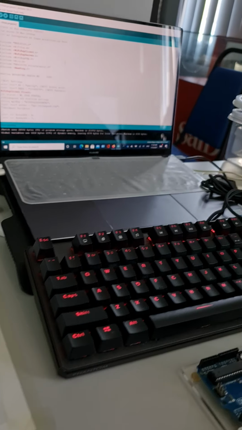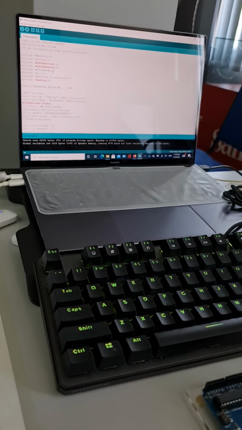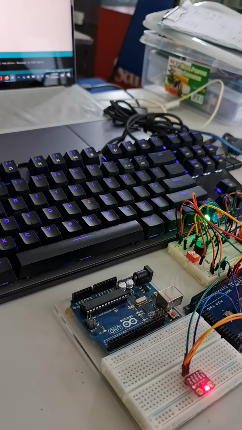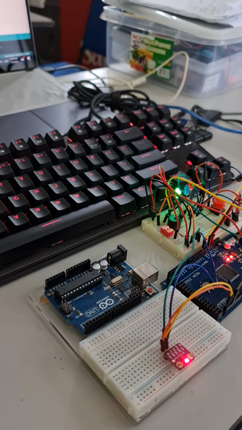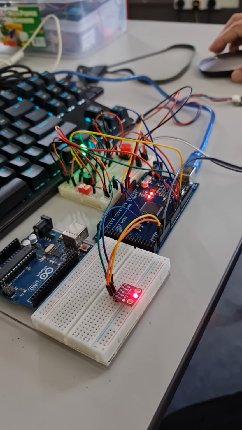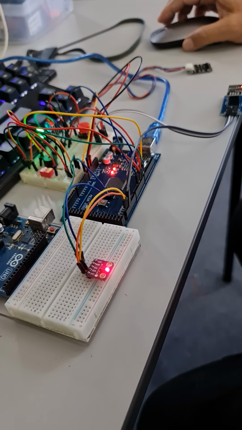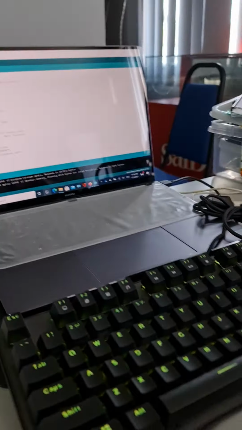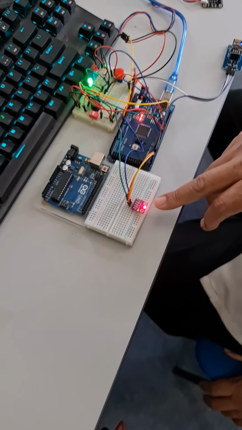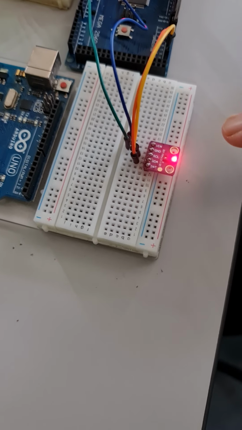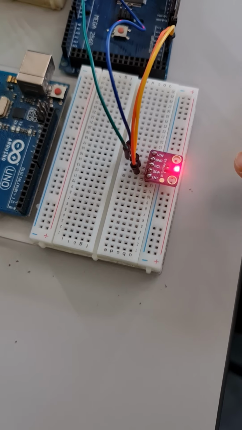This is the program for our project to monitor the heartbeat, the person's temperature, and also the oxygen level. This is the program, and let me explain the function. This is a sensor for measuring the oxygen level and heartbeat.